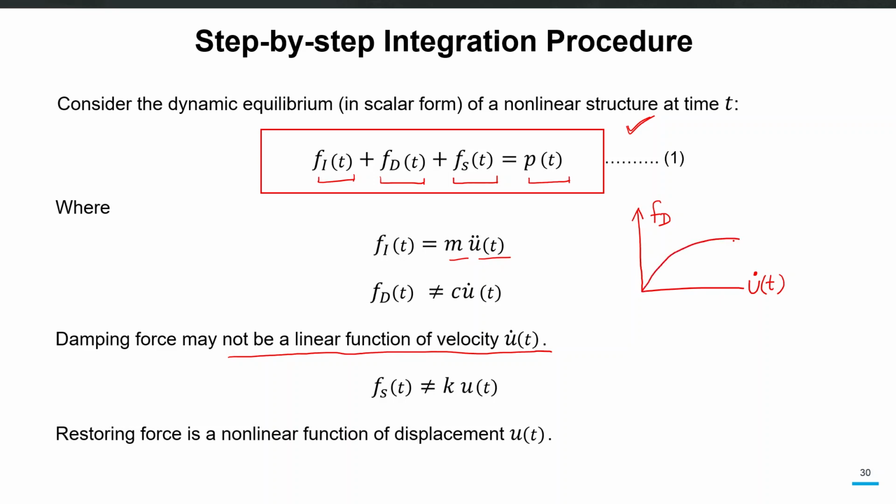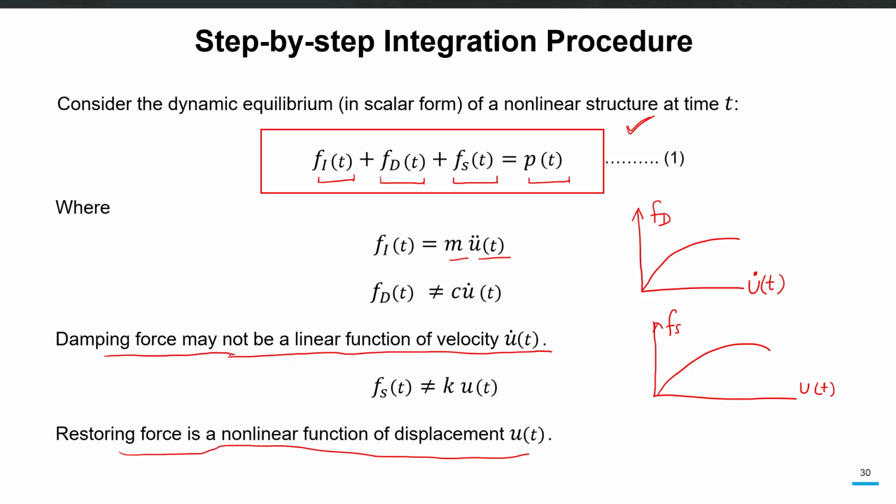So this can also be a curve similar to Fs and u, which can also be a curved line now like this. The elastic restoring force is a non-linear function of displacement, and the damping force also can be a non-linear function of velocity. So the simple relationship that Fd is equal to C u dot and Fs is equal to Ku may not hold in this structure.